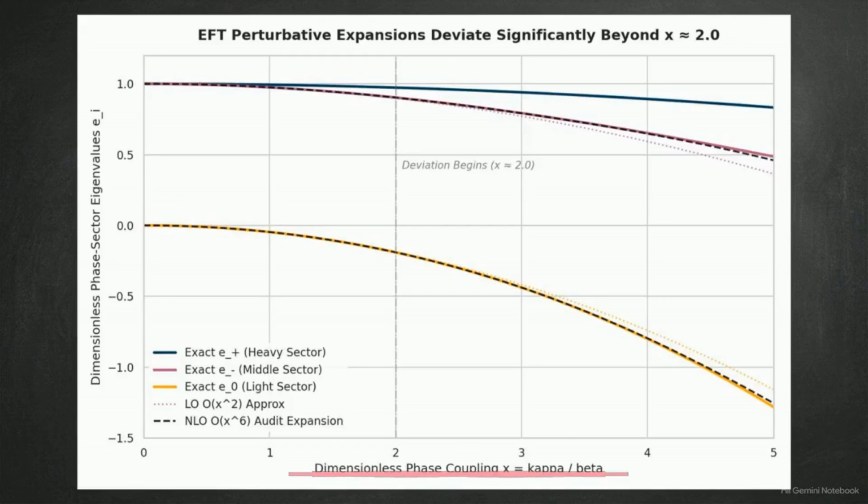This chart plots dimensionless spectral ratios drifting as coupling increases. The dotted lines show early approximations breaking down at high coupling, but the solid lines, representing fundamental geometric roots, remain mathematically stable. The spectrum converged. The false invariant died. The root structure survived.